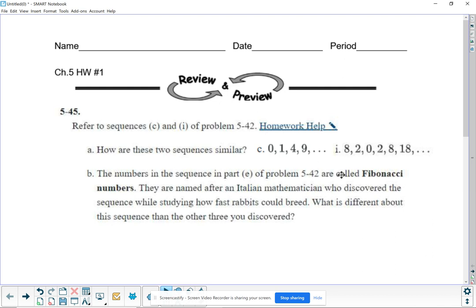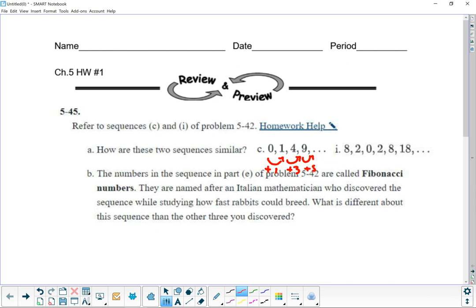All right, number 45. Refer to the sequence of C and I. How are these two sequences similar? Right? So first, in order to figure out what their similarities are, you got to figure out what the pattern is. This one, there were two patterns. One of them was you add by every increasing odd number, right? And this one is you have to add.